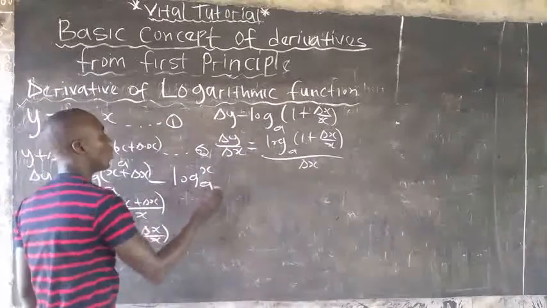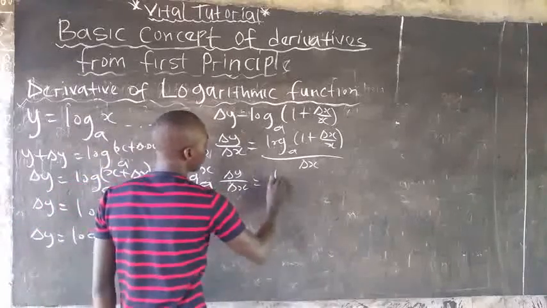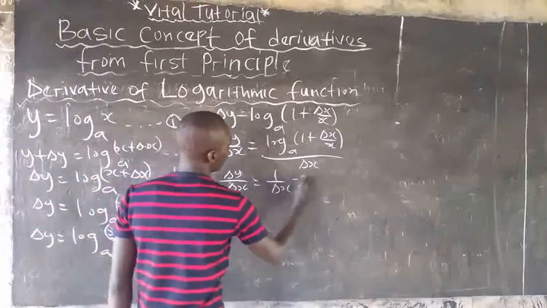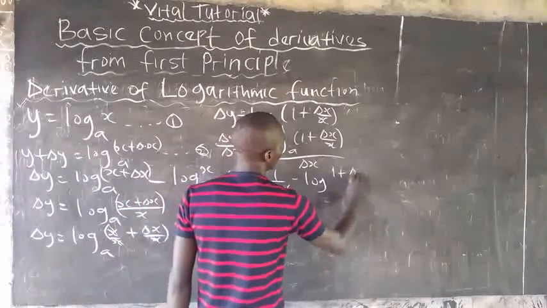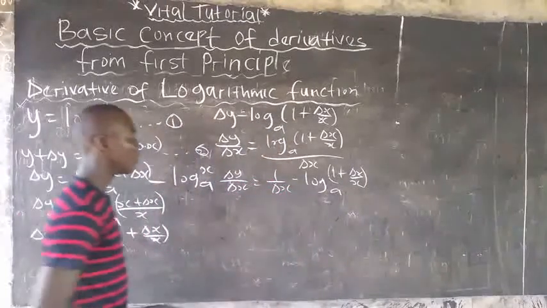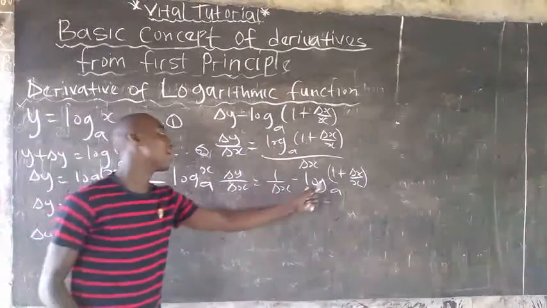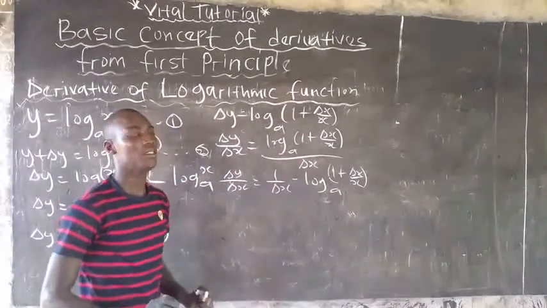I can shorten this to change in y over change in x equals 1 over change in x multiplied by log of 1 plus change in x over x, base a. It's still the same thing. 1 multiplied by everything here will give us everything here over change in x.